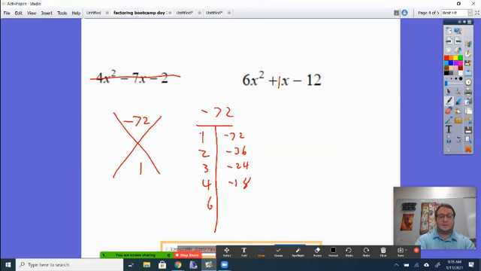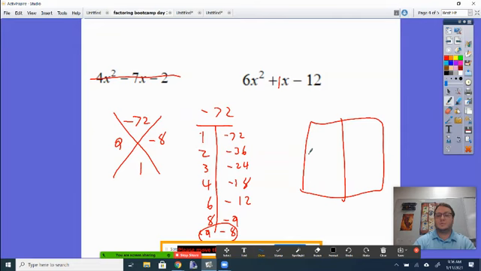5's not going to work. 6 is going to be negative 12. 7's not going to work. 8 will work, sorry. It's going to be negative 9. Okay, close. So now we're going to do 9, negative 8. That's the one we want, so let's go ahead and stop there. I don't need to necessarily keep going. So 9, negative 8.